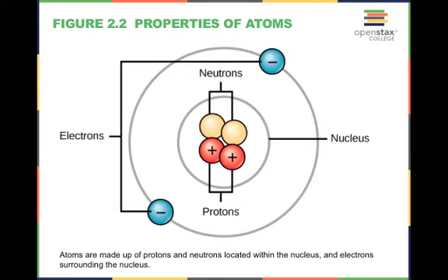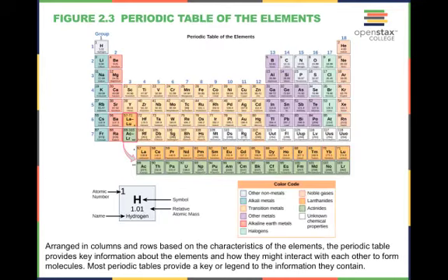Protons and neutrons pack together to form the atomic nucleus. The number of protons in the nucleus determines the kind of atom we're looking at. This picture shows the periodic table of elements. The elements are the kinds of atoms that exist. Each box in the periodic table gives information for a different element.